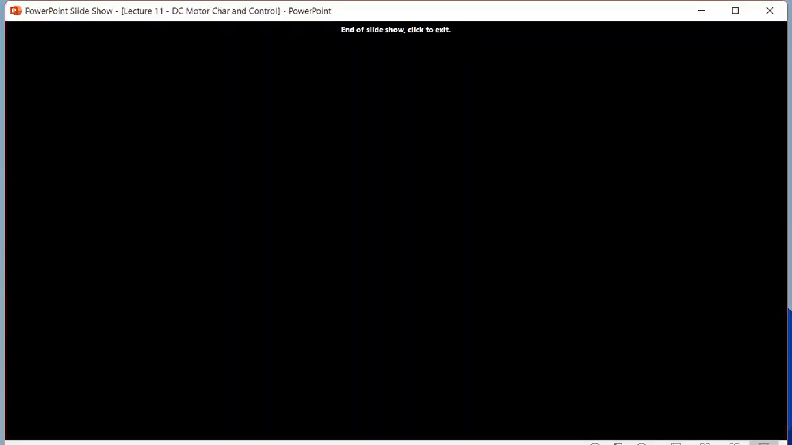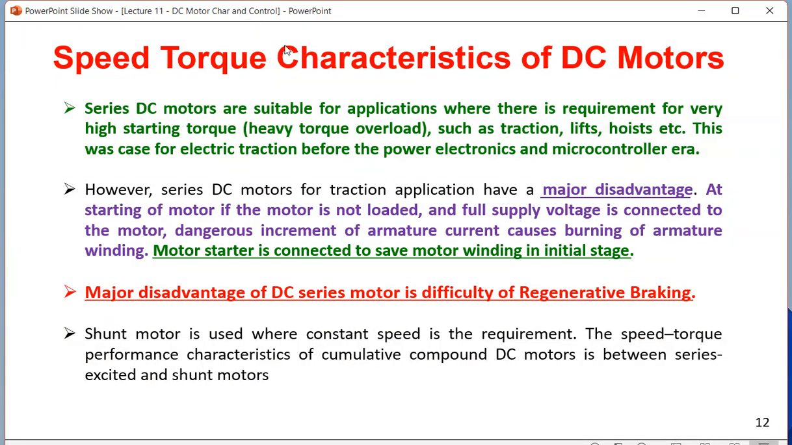This is the last slide. There is a speed torque characteristic of DC series motor. Series DC motors are suitable for applications where there is a requirement for very high starting torque, like crane, hoist, lift, and engine, where initially a huge impulse kind of torque has to be generated. In that case a DC series motor is used. Wherever huge starting torque or heavy torque overload is required, such as traction, lift, hoist, we use a DC series motor.